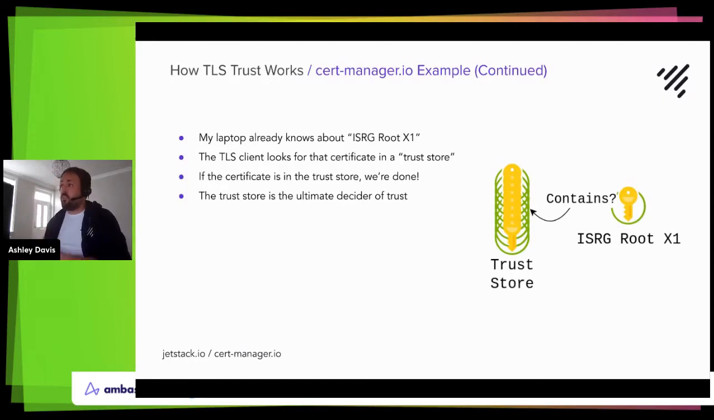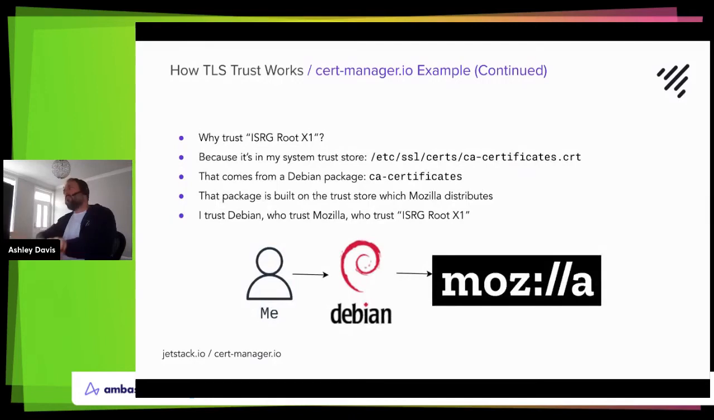And actually, the trust store is the ultimate decider of this. If we can find something in the chain that we trust, it's all good, and we can use it to complete the chain. And we decide whether we trust it based on whether or not it's in that trust store. The obvious follow-up question is, why do I trust that already? Why was it on my laptop?